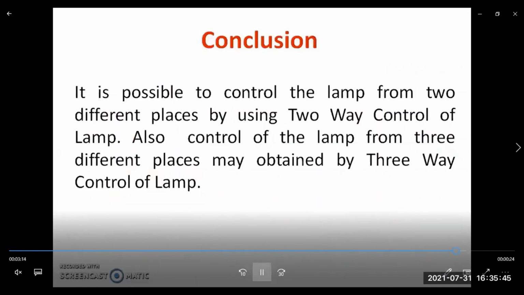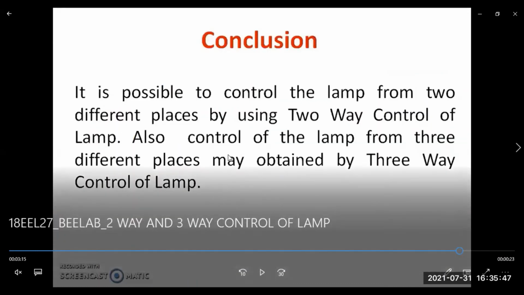conclusion. What is the conclusion of the experiment? It is possible to control the lamp from two different places, which we have verified by two-way control of lamp. For example, staircase wiring, and you can use it in your bedroom as well. Likewise, you can also control the lamp from three different places, which may be obtained by three-way control of lamp. Here, in addition to that, there is one switch called the intermediate switch. There are two positions. One is straight connection, another one is called cross connection, which you are supposed to verify.